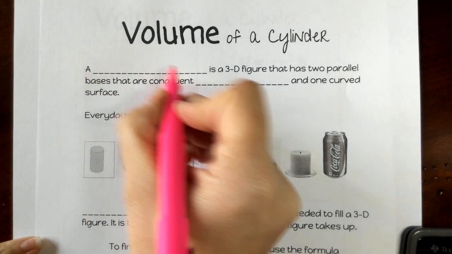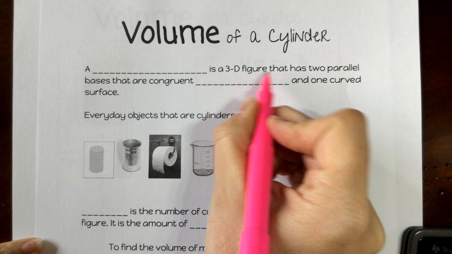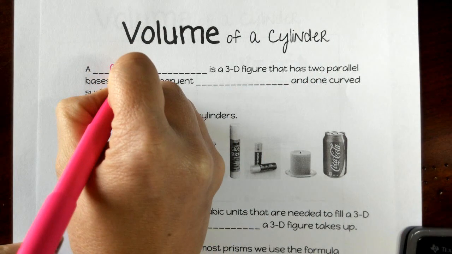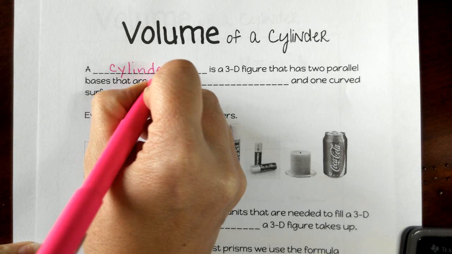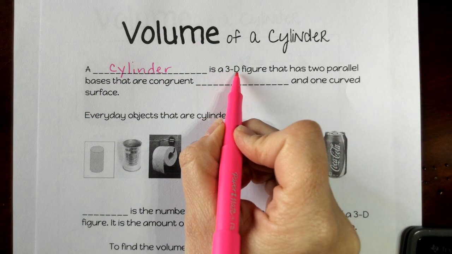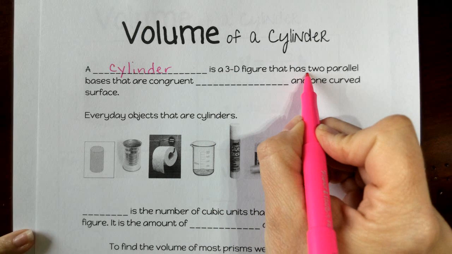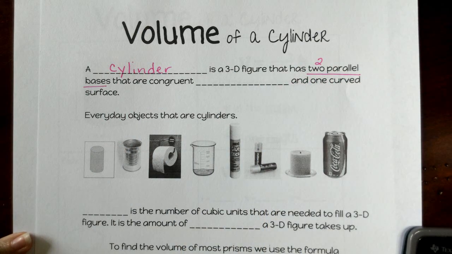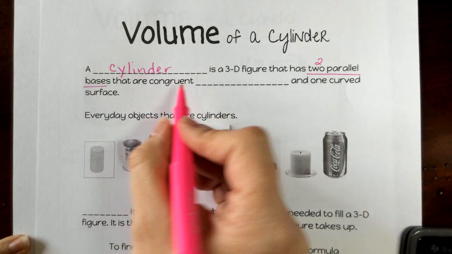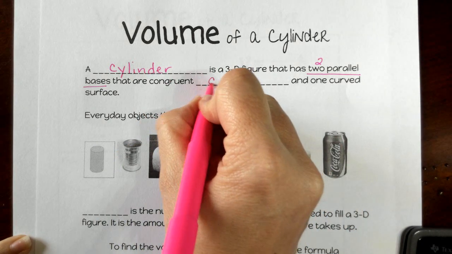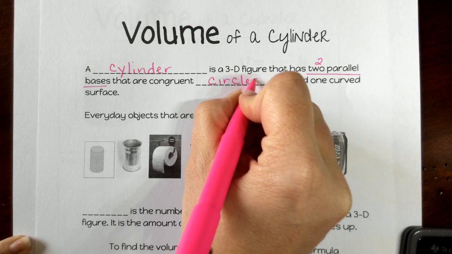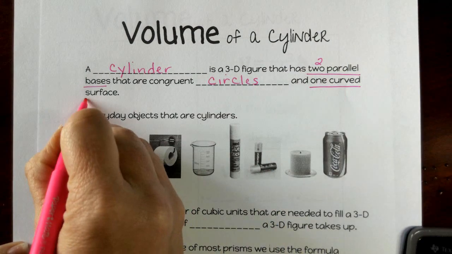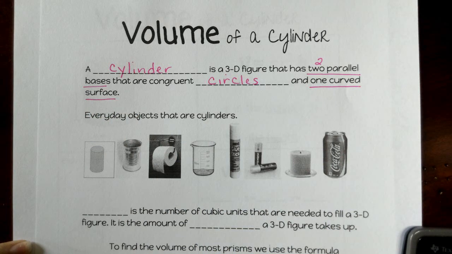So a cylinder is a three-dimensional figure that has two parallel bases. So we're looking for cylinder. A cylinder is a 3D figure. It has two parallel bases, so those are what it sets on the ends, that are congruent circles, and one curved surface which folds around and makes the sides.